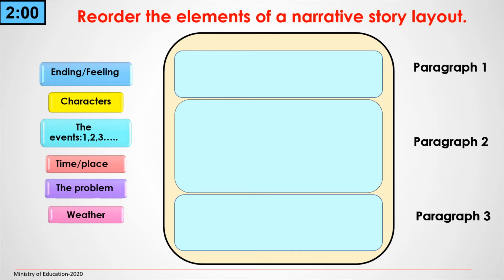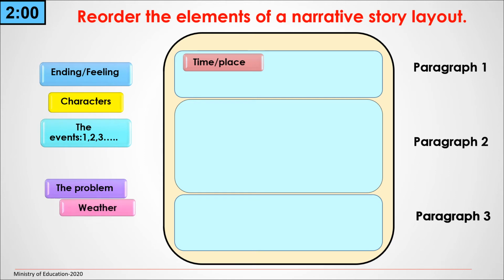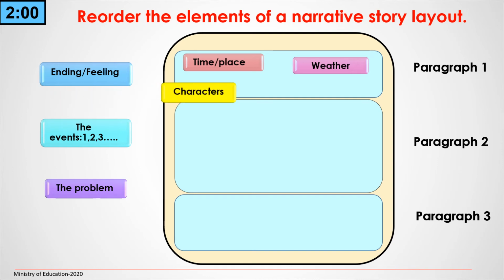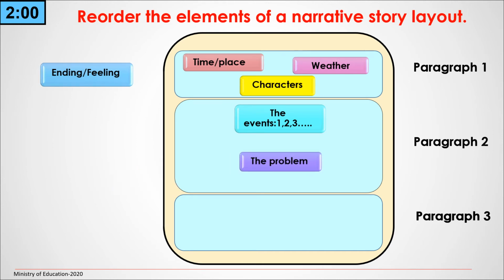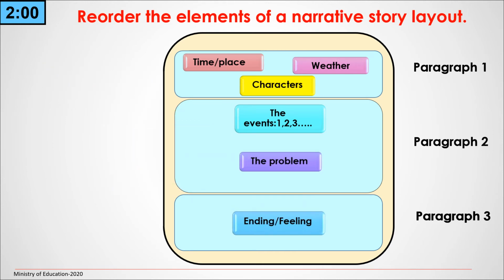Let's check the answers. Time and place come in paragraph 1. Also the weather and the characters. In the second paragraph, the events, the first, the second, and the third, and the problem. And the third paragraph, the ending and the feelings.